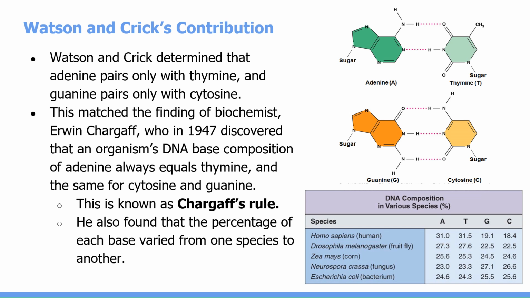Matching their findings, Chargaff again discovered that an organism's DNA base composition of adenine always equals thymine, and same for cytosine and guanine. So this was Chargaff's rule. Again, this simply means the same percentage of A and T, and then the same percentage of G and C can be found in an organism with a double helix DNA, and double helix RNA if we're looking at RNA.